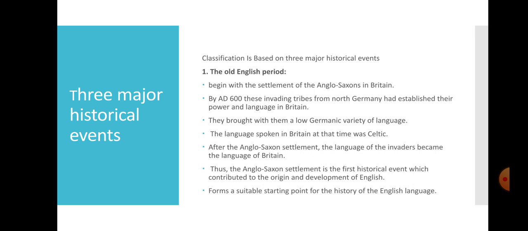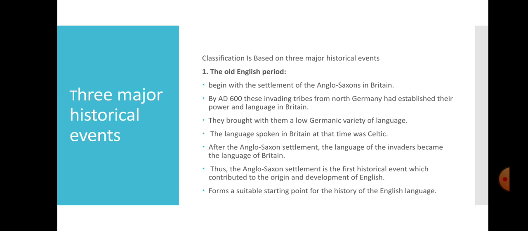These Germanic tribes were there in England in order to fight against the Picts, the Scots and the Irish. They settled down in Britain and they brought with them their language. They established their power and their language became dominant in Britain.